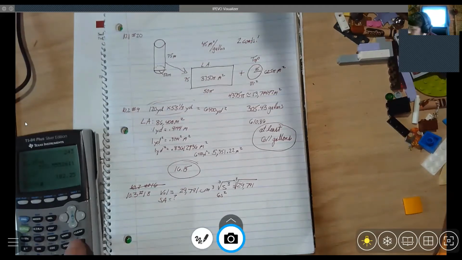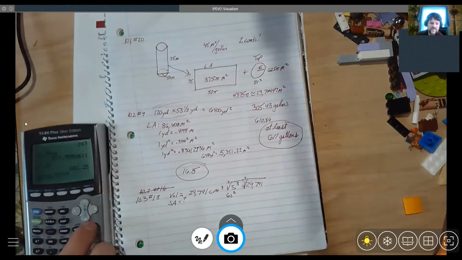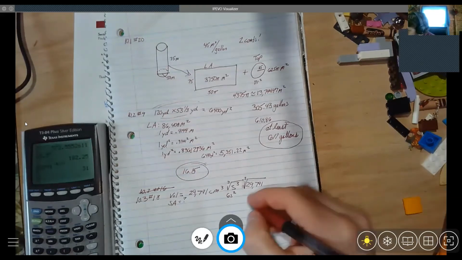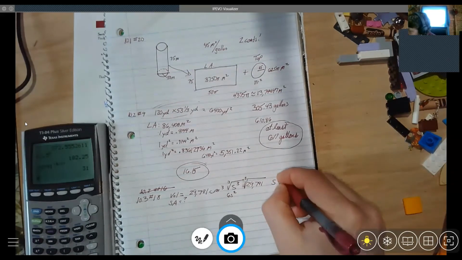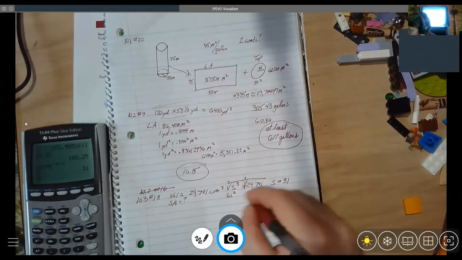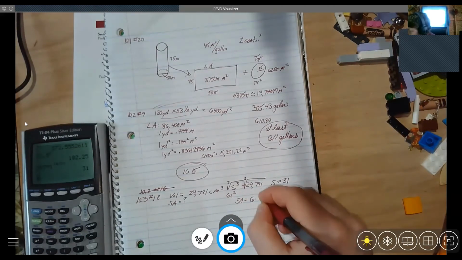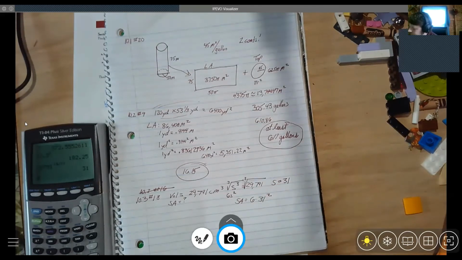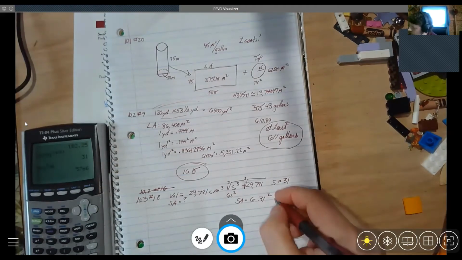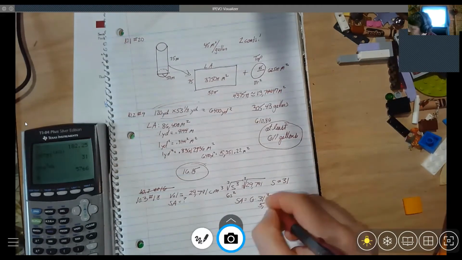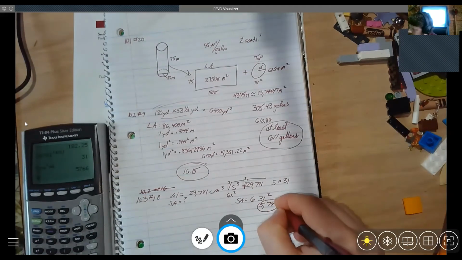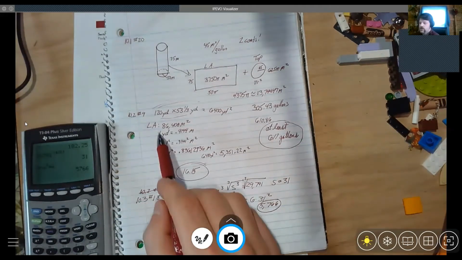29,791 to the 1/3 power. It's the same as the cube root, if you remember from a previous lesson. So we get 31. So the side of my cube is 31. Now I'm going to plug it into this formula. So the surface area equals 6 times 31 squared. And that's 5,766.